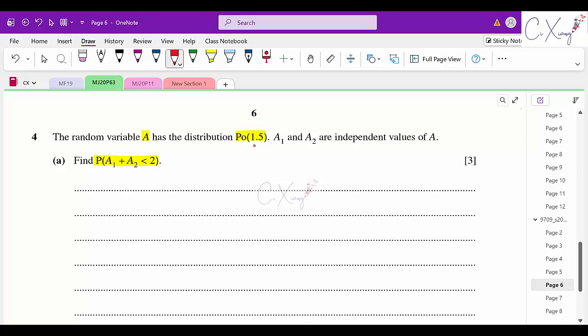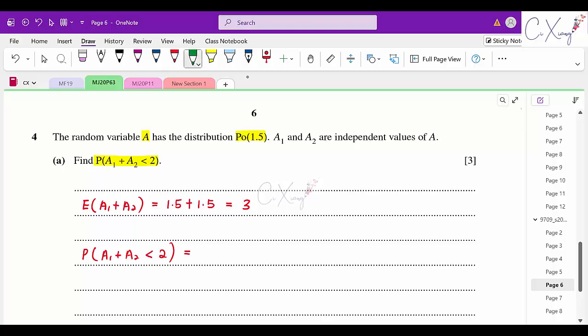Then to calculate the probability, what you should do is try to find out the lambda first for A1 plus A2. So what's the mean for A1 plus A2? Mean means lambda, right? The mean of A1 is 1.5. The mean for A2 is also 1.5. Therefore, the lambda for A1 plus A2 should be 3. And when you want to calculate the probability for A1 plus A2 less than 2, you have to think, what are the numbers that are less than 2? So you have A1 plus A2 equals 0, A1 plus A2 equals 1.